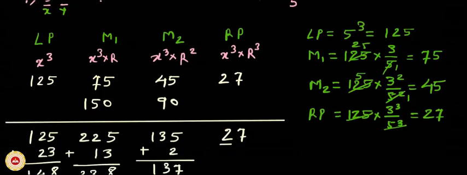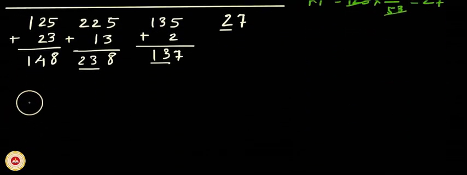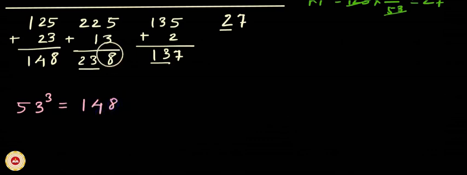Now it is time to write the final answer. What is the given number? 53. So 53 cubed is, what is the left part? 148. What is the middle part? 1, 8. What is the middle part? 2, 7. What is the right part? 7.